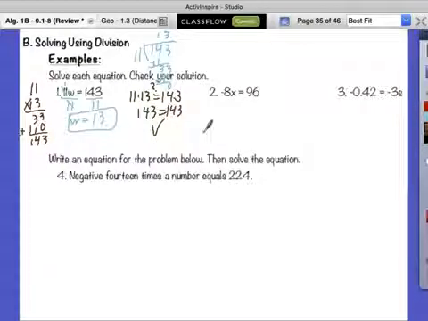Question on that first one. Alright, well, you guys try number 2. Negative 8x equals 96. If you have it or have questions, raise your hand.